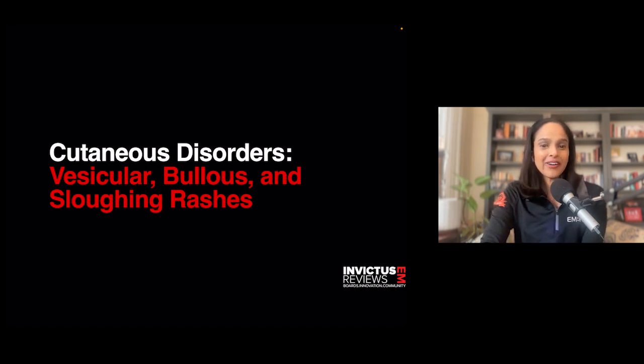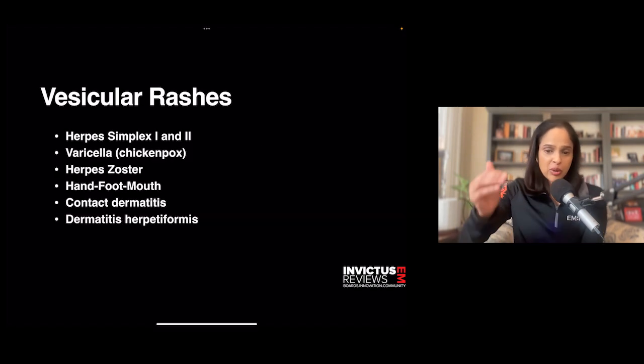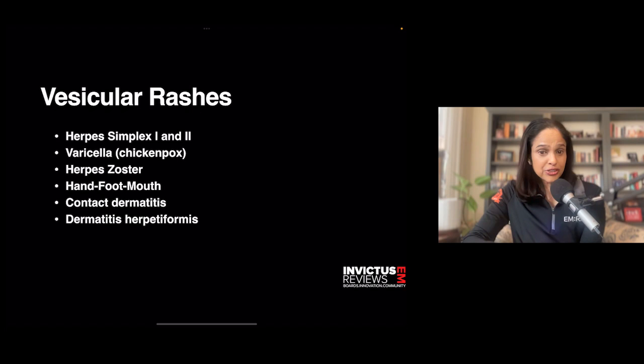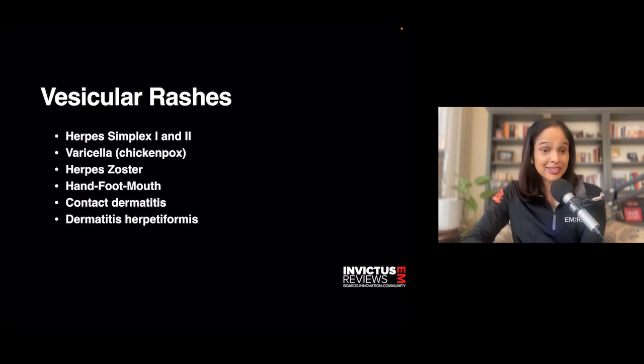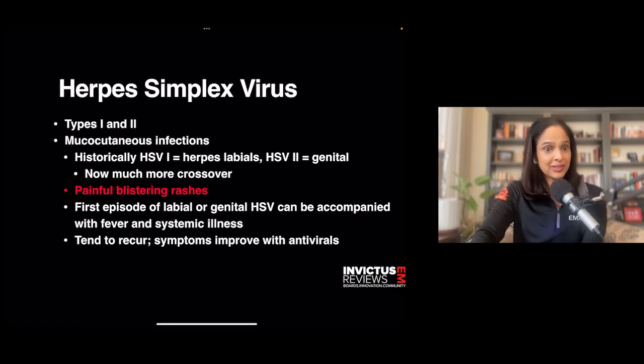All right. So let's hit vesicular rashes first. What we're going to hit are herpes simplex 1 and 2. We're going to take a look at varicella or chickenpox, herpes zoster, which is a late life transition of varicella, hand, foot, and mouth disease, contact dermatitis, because they also have vesicles, and then a little bit about something called dermatitis herpetiformis that people may not know too much about, but I just want to mention it in case it comes up because it is a rash that is increasing in prevalence. So we'll talk about that.